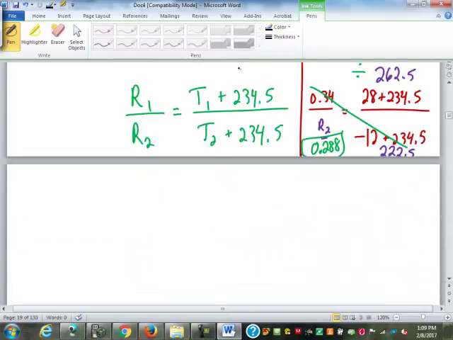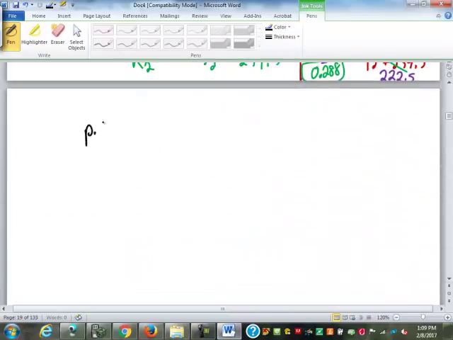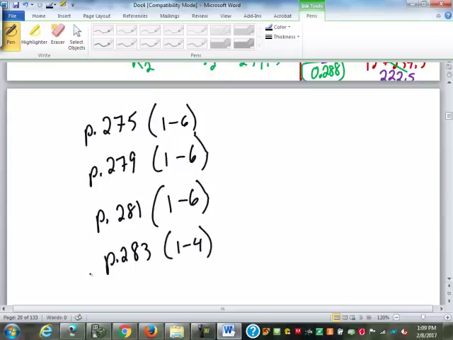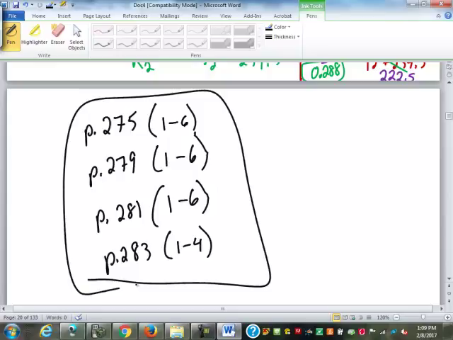Okay, with that, in this packet, page 275 and page 279 deal with the wire length and wire diameter. Remember, page 277 is where that chart is, with the wire gauges and their diameters. Page 281 and page 283 deal with the resistivity. It's 1 through 6 on 281. 283 is just 1 through 4. We'll have you work on those.